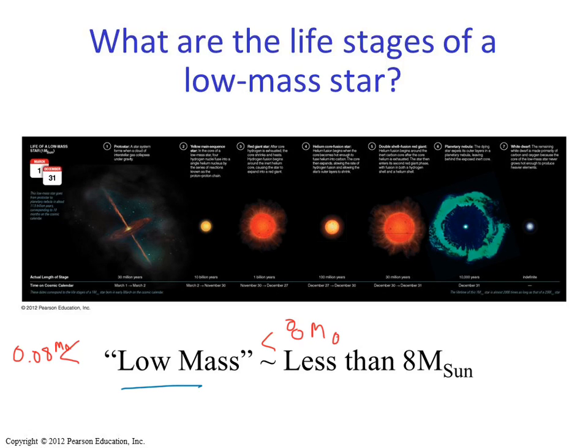So the reason I need to talk about low mass stars is they have a different life than high mass stars. Just to let you know where we're going with this, in a minute I'm going to talk about high mass stars. And guess what? They are simply going to be more massive than 8 times the mass of our sun.